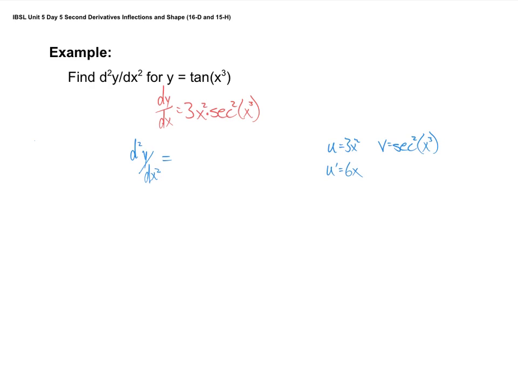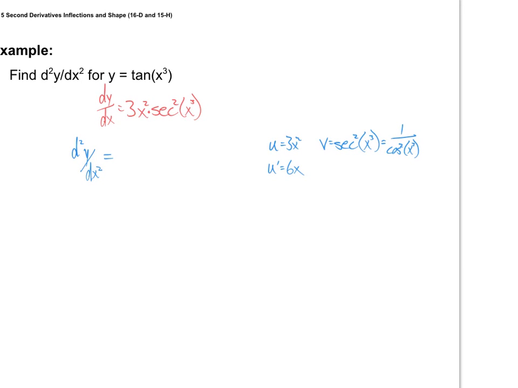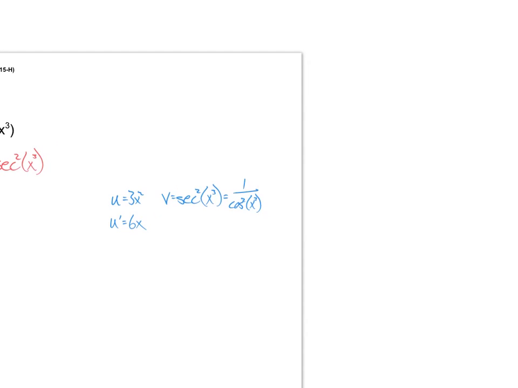Secant is 1 over cosine, right? So how could we rewrite v? We could rewrite this as 1 over cosine squared. Or, since we're going to do a derivative, how about cosine to the negative 2 of x cubed?